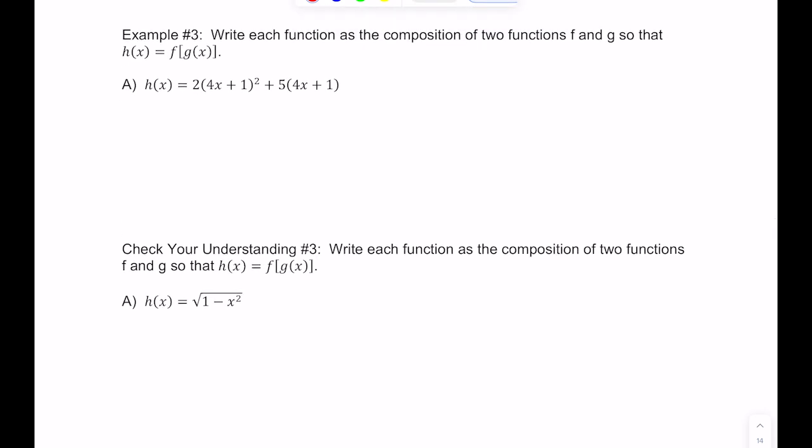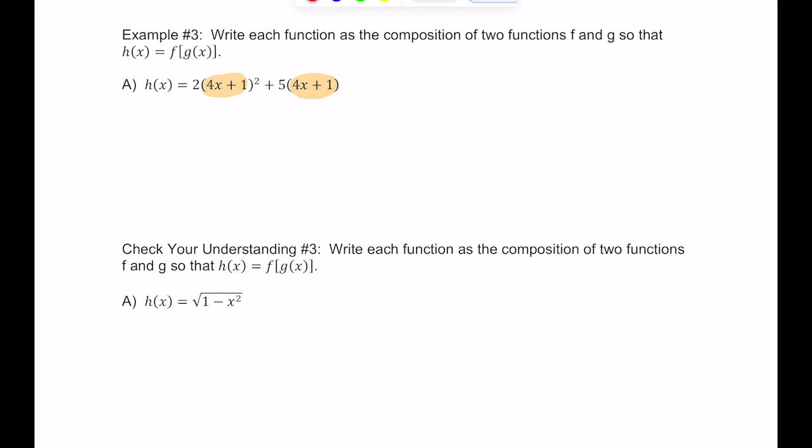Okay, let's look at example number 3. So here, which is a very important skill for the chain rule, is write each function as the composition of two functions f and g, so that h of x equals f of g of x. So in other words, h of x is composed of f of g of x. So what I need to do is first look at the problem, and I can kind of see that the 4x plus 1 is occurring twice.